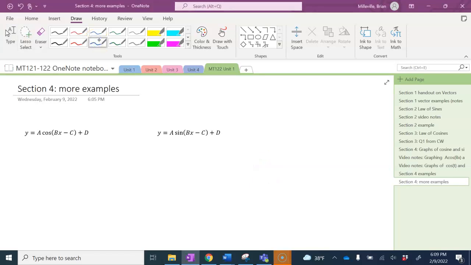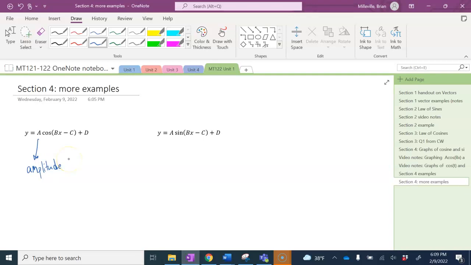Hello, in this video I'm going to do a few more examples with transformations of sine and cosine. The general transformation is viewed here for either a cosine or a sine graph, and let's just recall what these parameters, capital A, B, C, and D, accomplish to the graph. The number in front that we're multiplying by is the vertical stretch. That's going to affect the amplitude.